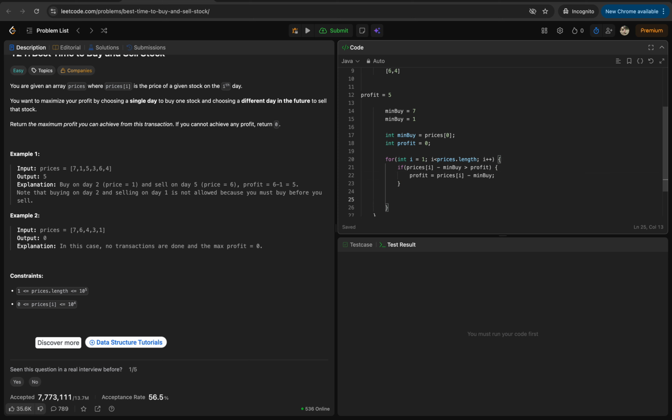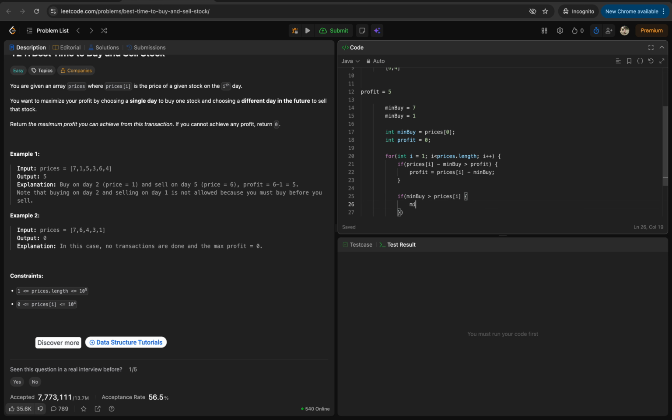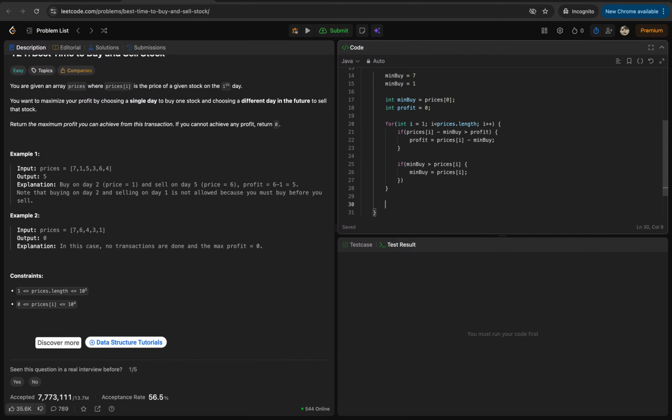Now also we will check if min by is greater than prices I, then min by equals prices I, and at the end we can return the profit.